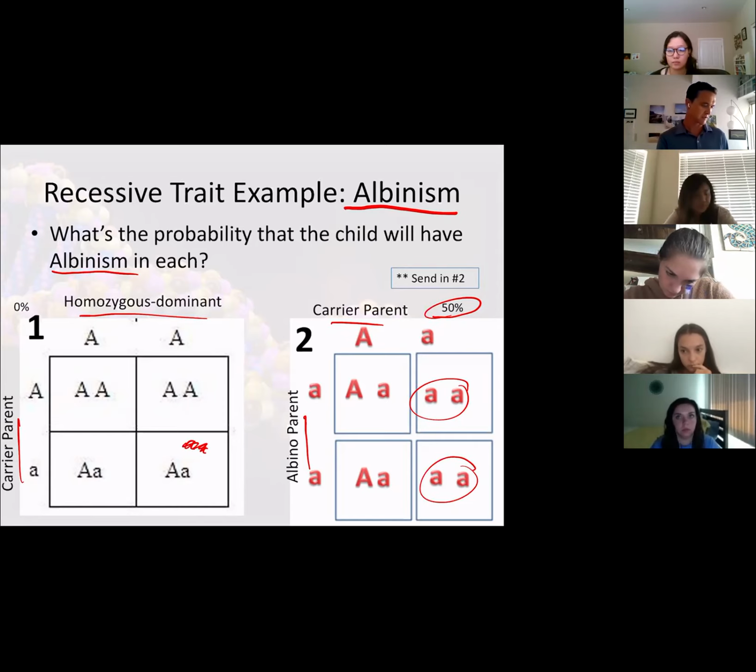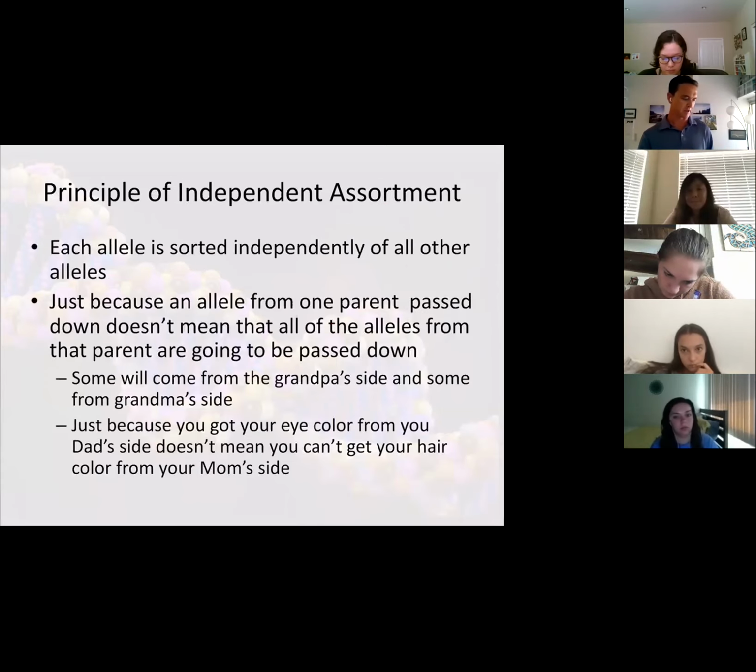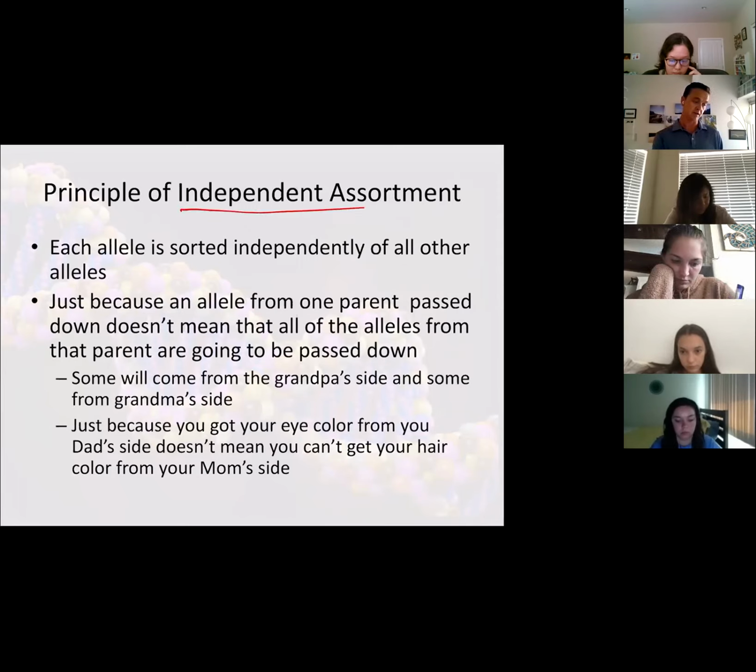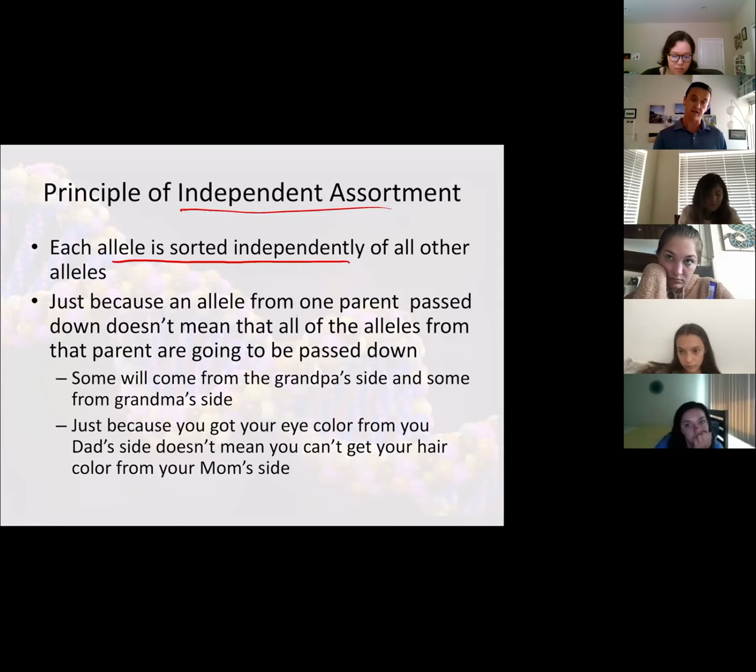Okay, so this next one gets a little bit more complicated, so I'm going to send you into the breakout rooms here in a second after we talk about this. But another important principle in Mendelian genetics is this principle of independent assortment, okay? This means that each allele is sorted independently of all other alleles, okay? And so this kind of clarifies that. Just because an allele from one parent passed down doesn't mean that all the alleles from that parent are going to pass down, okay? They're all sorted independently.